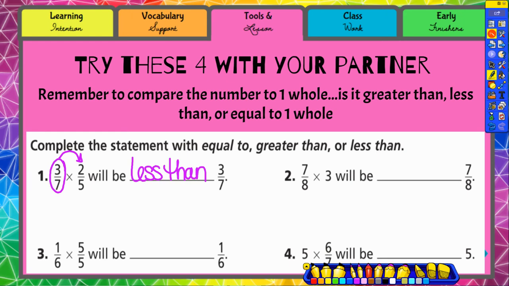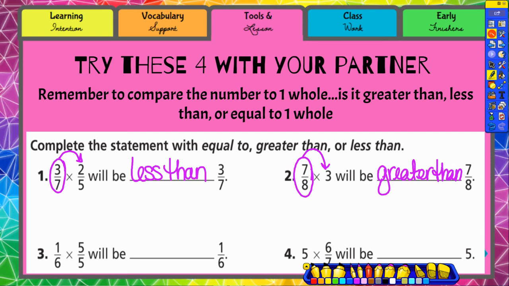Looking at number 2, 7/8 times 3. Will it be greater than, less than, or equal to 7/8? I'm going to circle up 7/8. Take a look at what I'm multiplying by. I'm multiplying by 3. I know that 3 is greater than 1 whole. So therefore, my answer will be greater than 7/8.